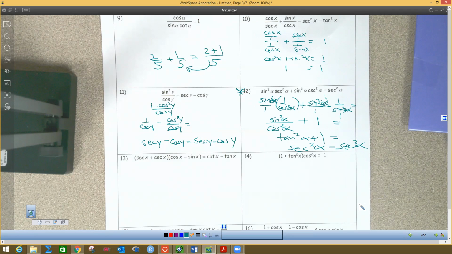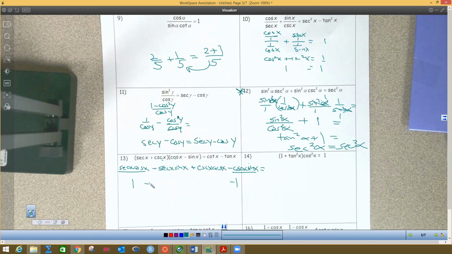For number 13 was the next one you wanted. So 13, this left side's way more complex, so I'm going to FOIL this. So I'm going to take secant times cosine, and I'm going to take secant times negative sine, which is negative secant x sine x. I'm going to take cosecant times, I'm FOILing right now, so I'm going to take cosecant x times cosine x. And last, cosecant times negative sine is negative cosecant x sine x. So I FOIL those. This first one and this last one are multiplicative identities because they're inverses of each other. This one's 1 and this one over here is negative 1.